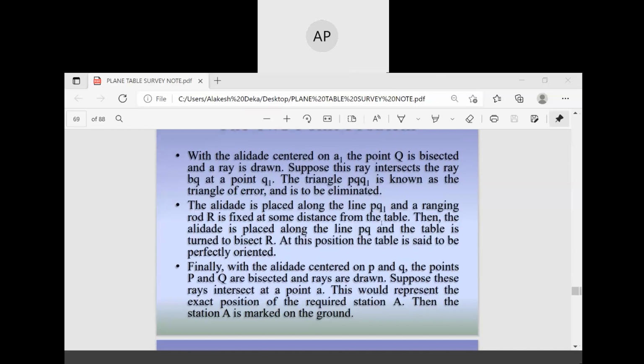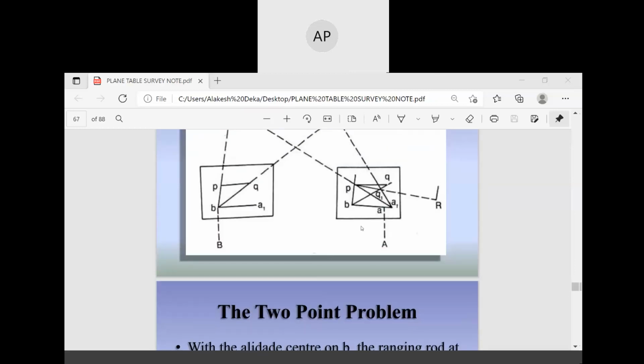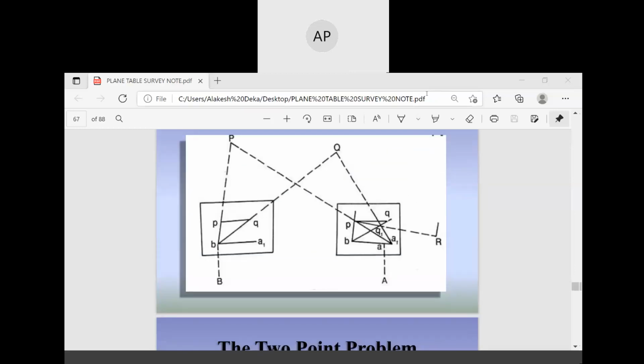Known as the triangle of error is to be eliminated. The LED is placed along the line PQ. So you place the LED along the line PQ, with P and Q1. You place this LED through this line.